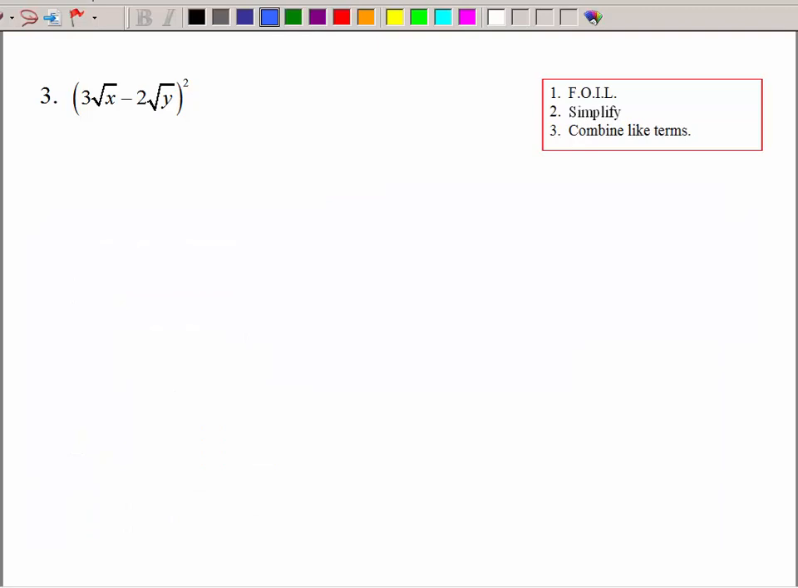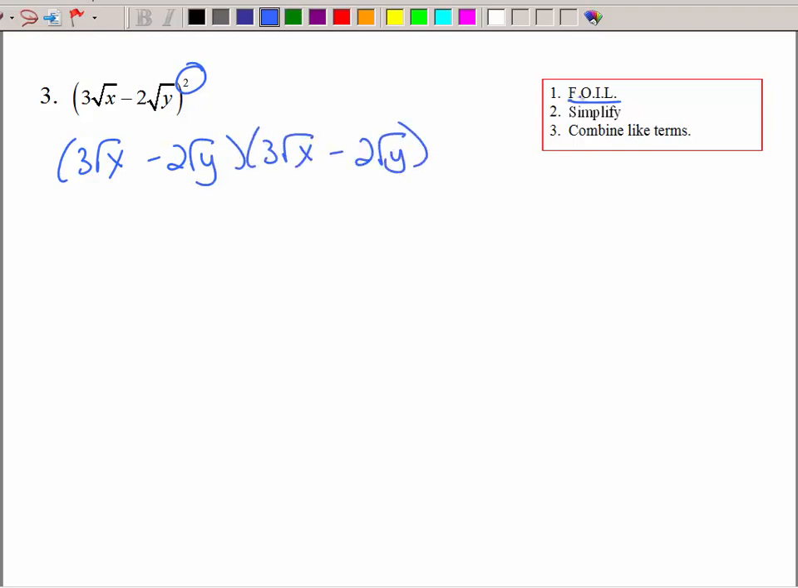Now we have something squared, but yet I have these notes here that say FOIL, because when you have something squared, that means to multiply times itself. So I'm going to write it out. So I know that first, outer, inner, last. First is 3 square root of x times 3 square root of x.